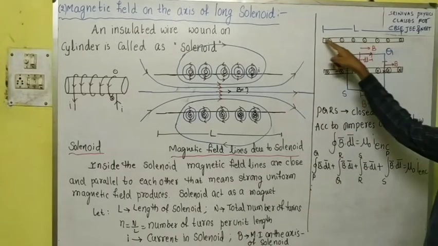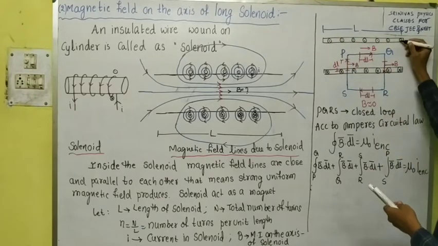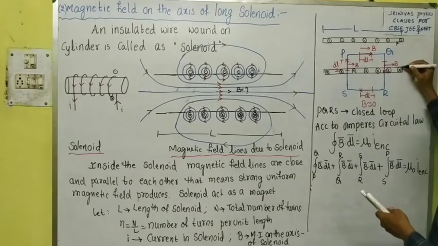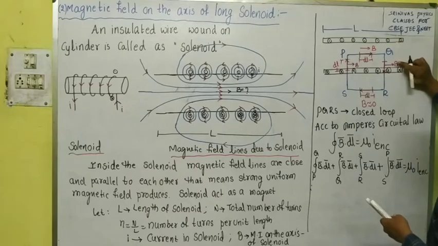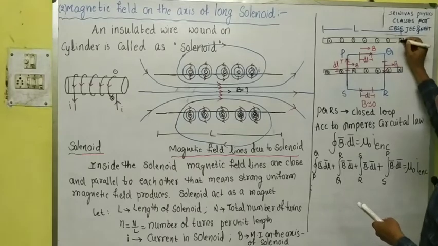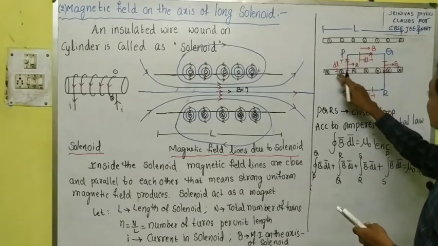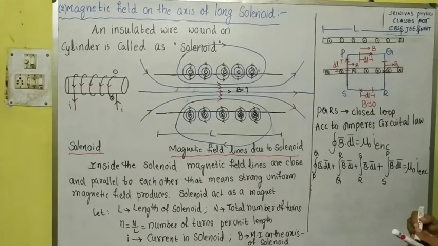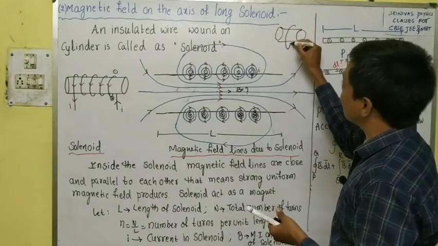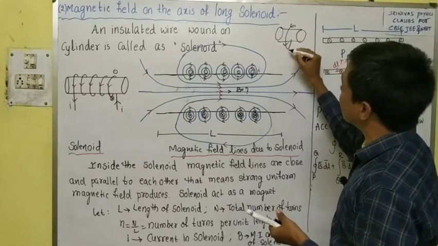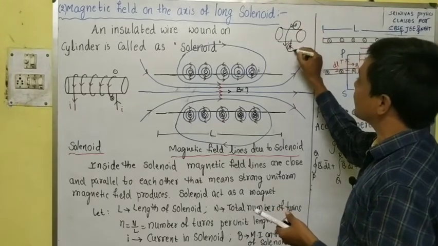This is a solenoid. Here the dots indicate the current coming outward, and here the current is entering. It's a solenoid: here the current is leaving it and here the current is entering it. Look here, the wire is there and the current is like this; here the current is coming out and here the current is entering. Leaving we write a dot, and entering we write a cross.